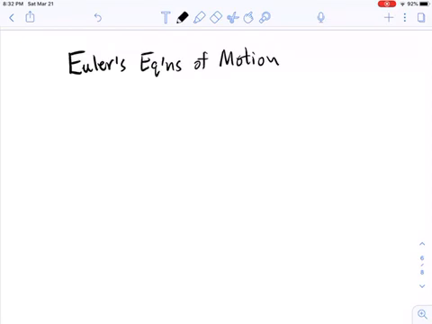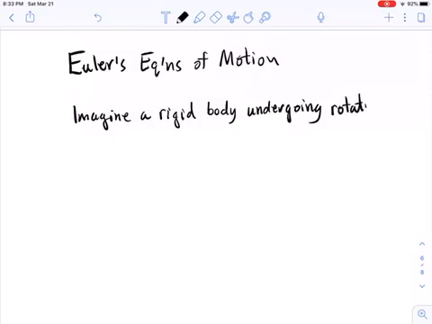All right, so what we want to imagine is a rigid body undergoing some kind of rotation. Now, we've seen that we could pick any origin in that body and we could find a rotational inertia tensor. And we found that it's convenient, if we can, to work with an inertia tensor that's diagonal, because then expressions for things like the angular momentum and the rotational kinetic energy become quite a bit simpler.